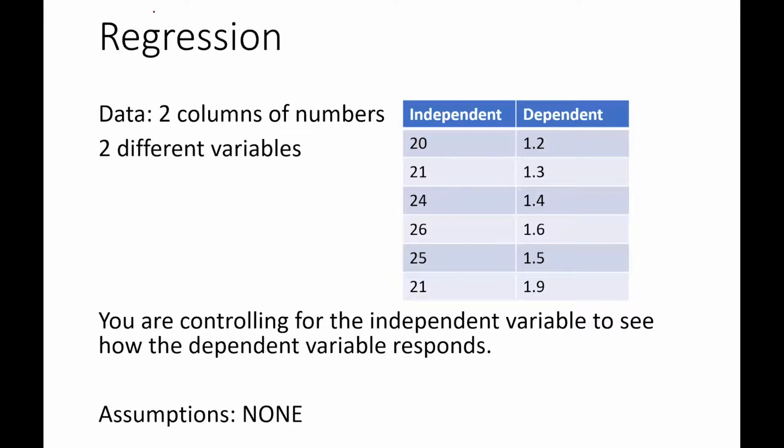For your regression, you have 2 columns of numbers for 2 different variables. Both of them are continuous. You are controlling for the independent variable to see how the dependent variable responds. There are assumptions, but there are none that we check for in this class.